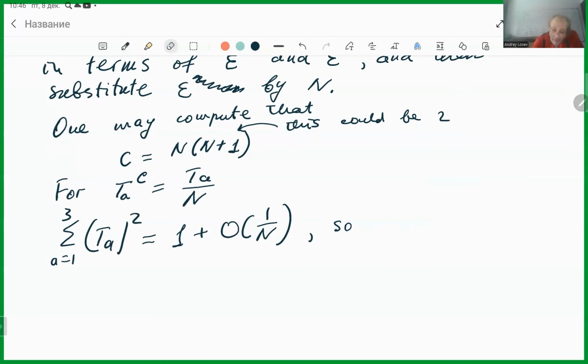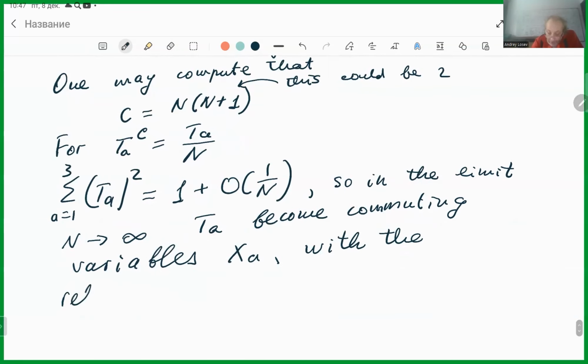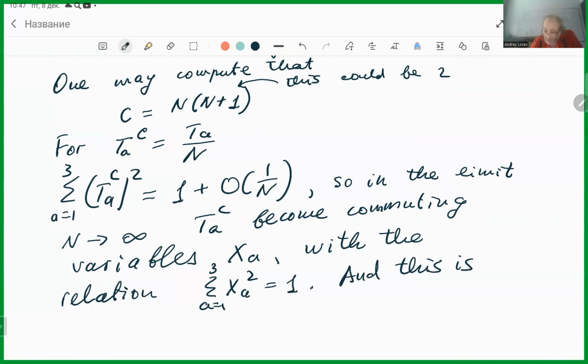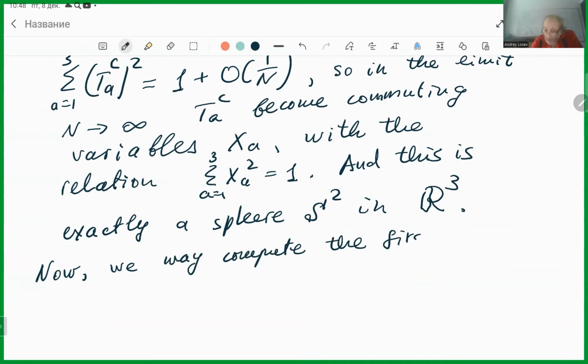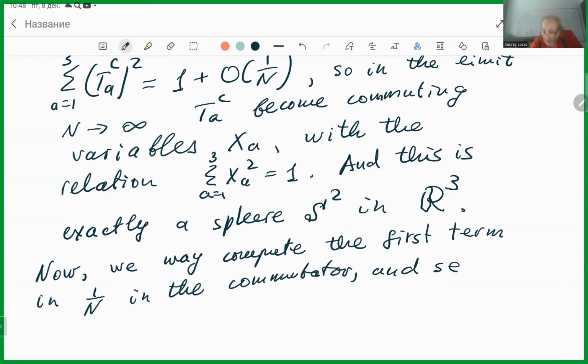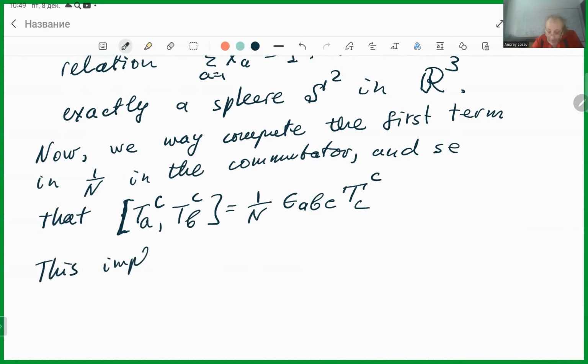So in the limit N going to infinity, TA become commuting variables XA with the relation x1 square plus x2 square plus x3 square equal to 1. And this is exactly a sphere S2 in R3. Now we may compute the first term in 1 over n in the commutator and see that it is 1 over n epsilon ABC.